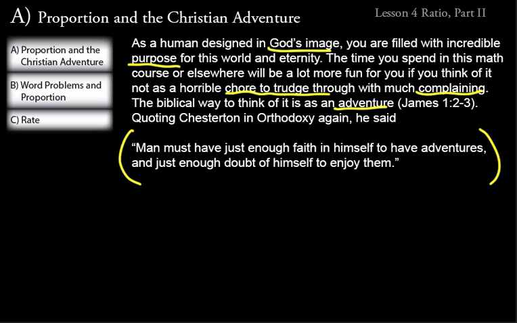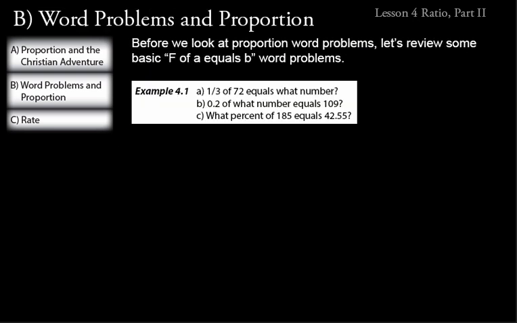Or maybe you have that attitude of, what am I ever going to use this for? If that's your attitude, you're not going to enjoy this very much. But if you doubt that thought, if that thought comes to your mind, what am I ever going to use this for? And you doubt that just enough, then you're going to enjoy this course a little bit more. So find that good proportion, that perfect proportion. Seek that out of just enough faith to have an adventure here or elsewhere, and just enough doubt to enjoy it. Let's move on to part B, and here now we'll do some mathematics and word problems and proportion.